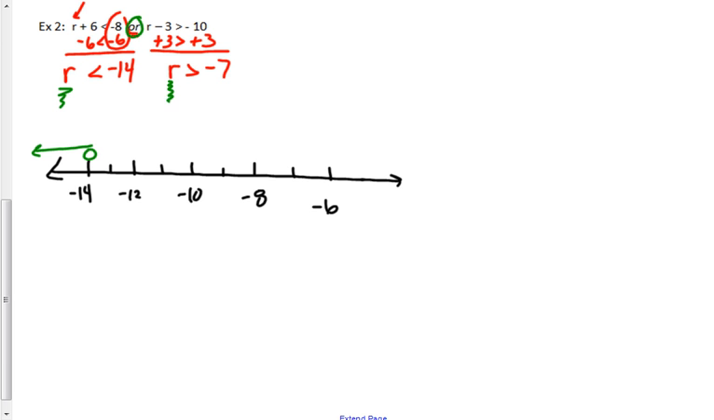Again, read from the variable. r is going to be greater than negative 7. So we find negative 7 on the number line. The values that are greater than negative 7 are to the right.